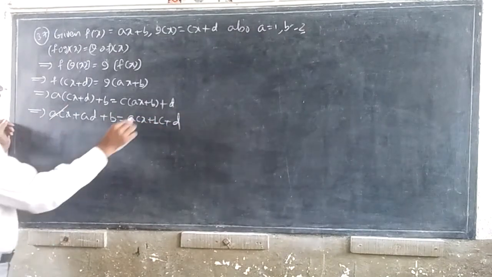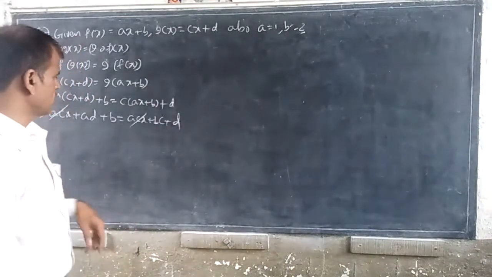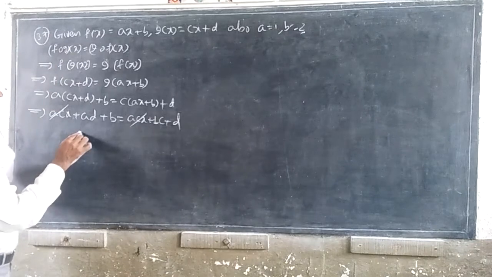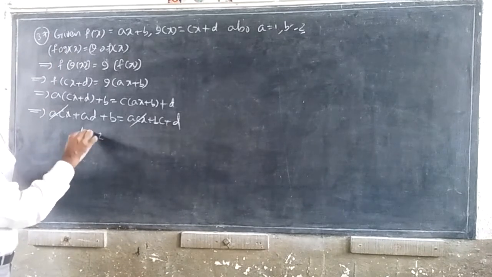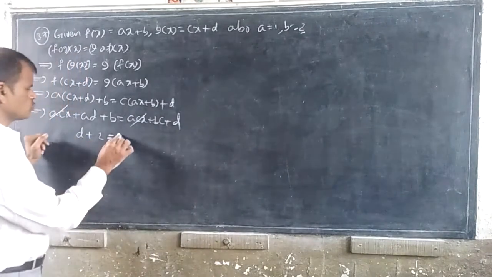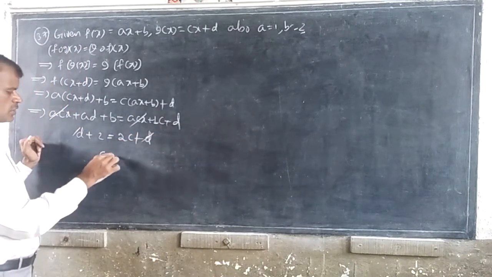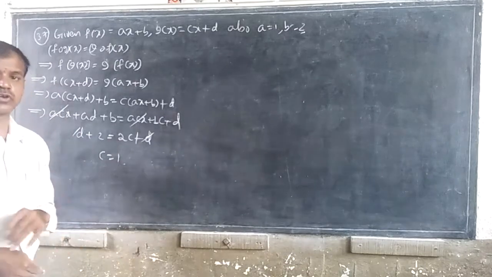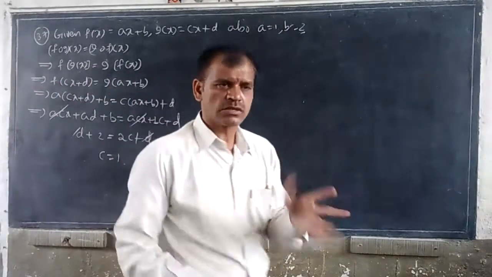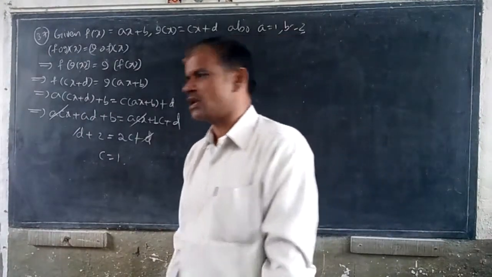Now acx gets cancelled. The a value is given as 1, the b value is given as 2. So 1 into d plus 2, right? And the b value is given as 2, so 2c plus d. d and d get cancelled. So c is equal to 1. Whenever d is going to get cancelled, it may be 5, 6, 7, 8, 9, anything. So d is any real.